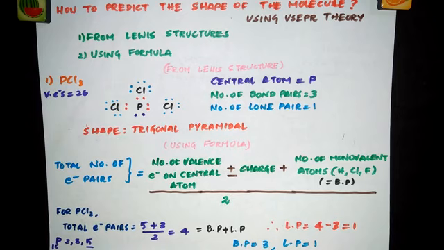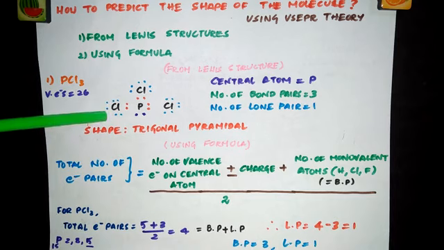All you have to do is to find out the number of bond pairs and lone pairs. Don't count the number of bond electrons and lone electrons. You have to count the pairs. So here we have 3 bond pairs and 1 lone pair. So the shape is trigonal pyramidal. So here we found the bond pairs and lone pairs by drawing the Lewis structure.